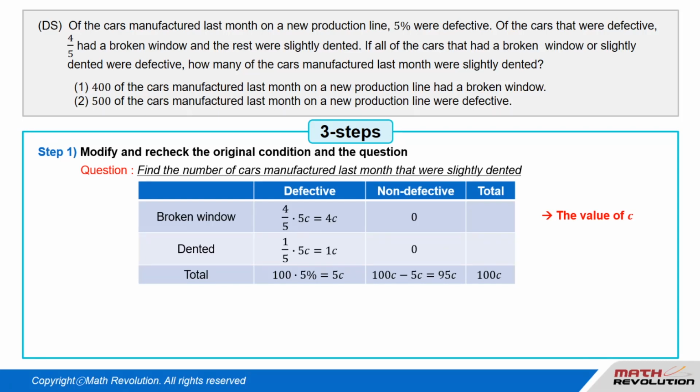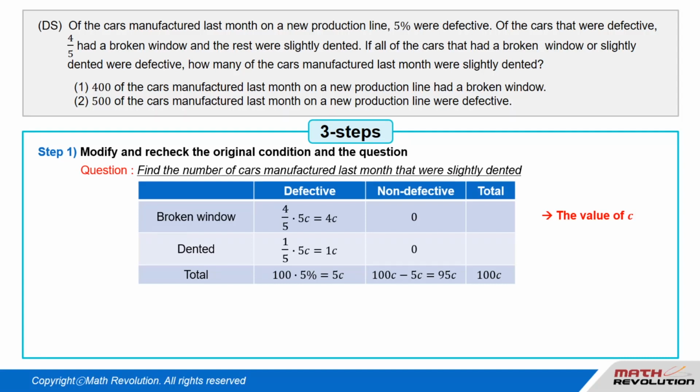Total of the defective: 100C times 5% equals 5C. Total of non-defective: 100C minus 5C equals 95C, with a total of 100C. Remember, the zeros in the table above are there because of the sentence, if all of the cars that were broken or slightly dented were defective.